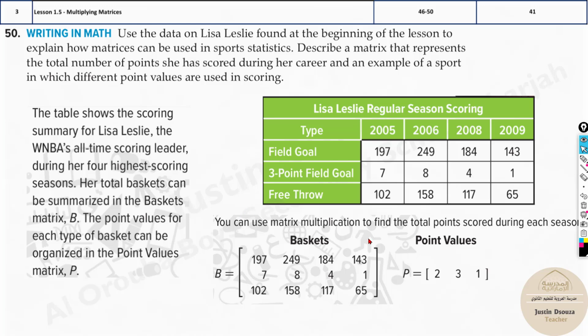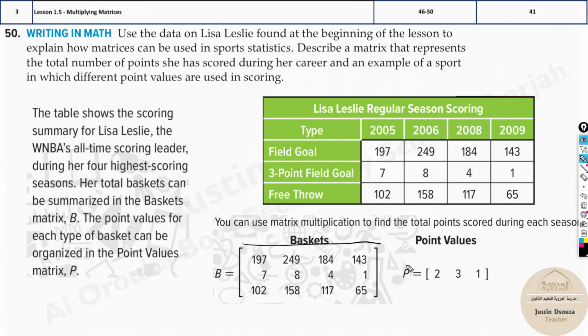I use matrix multiplication to find the total points scored during each season. Now this can be easily done by matrix multiplication, okay? You know what the points are, right? It's 2, 3, and 1. So this must be multiplied with 2, this with 3, and this with 1, and then you get the answers. But here there is one other thing.